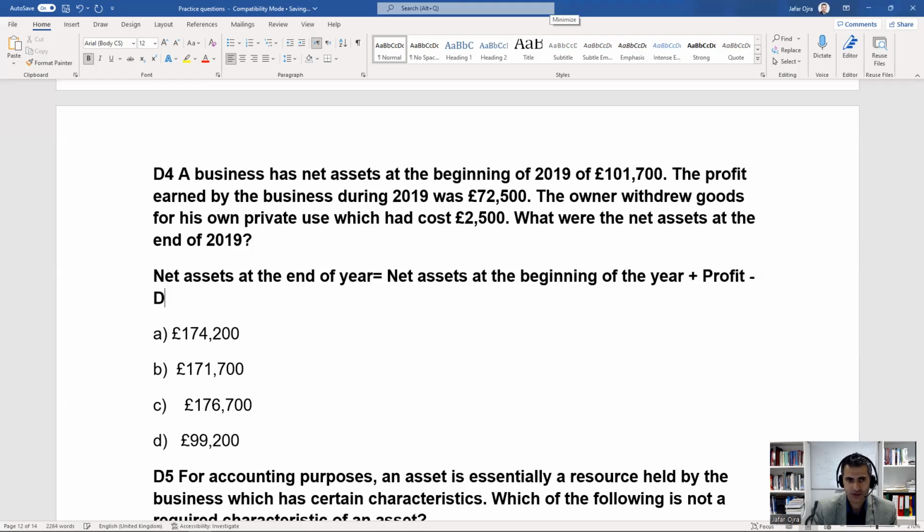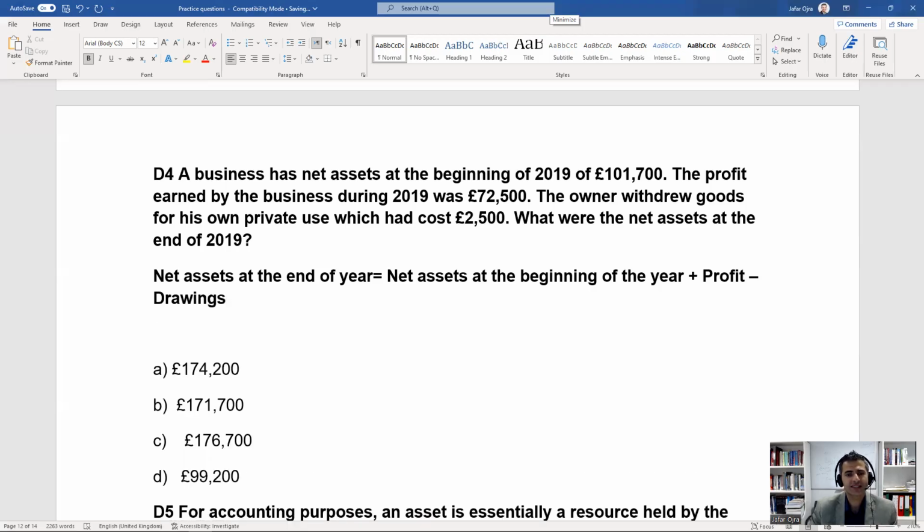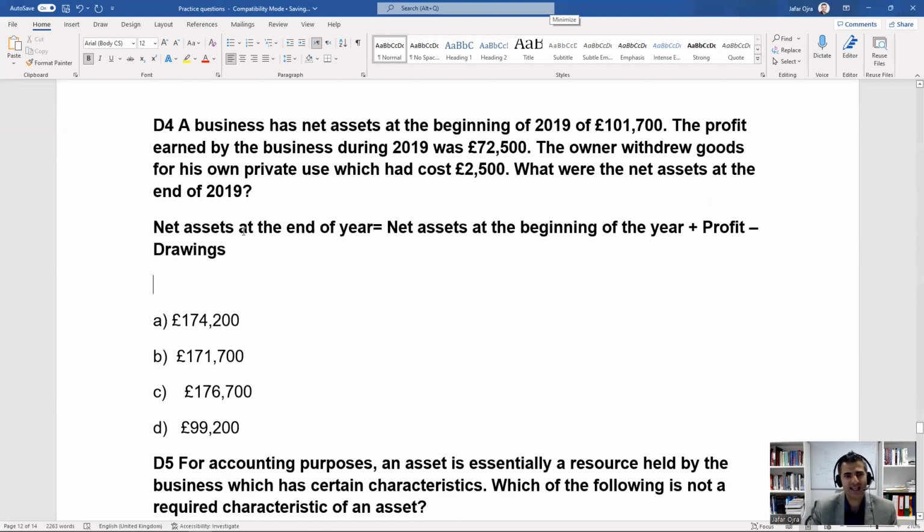Minus drawings. Here we go. That's it. And don't forget net assets. What do I mean by net assets? Net assets is the same as equity. If you remember, I explained this. Net assets equal equity. So equity at the end of the year equals equity at the beginning of the year plus profit minus drawings. Here we go. So, net assets.